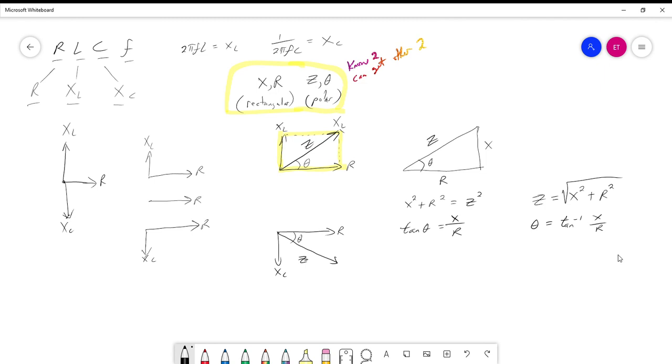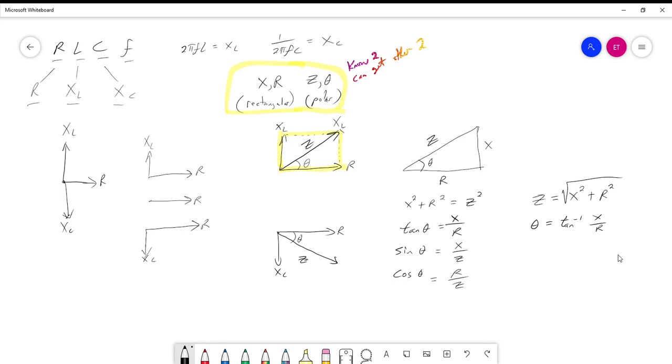Maybe let's look at the other trig relationships that we know of. There's some other trig functions that are pretty common, right? Sine of the angle, what's that? The opposite over the hypotenuse. So for us, that's X over Z. That's a ratio that we can use. Cosine's adjacent over hypotenuse, right? So that's R over Z for us. And look what shakes out of these relationships.